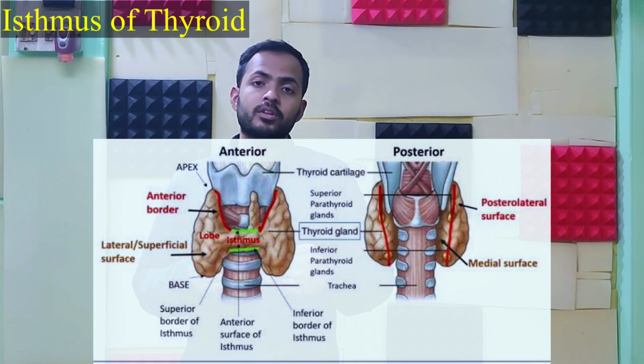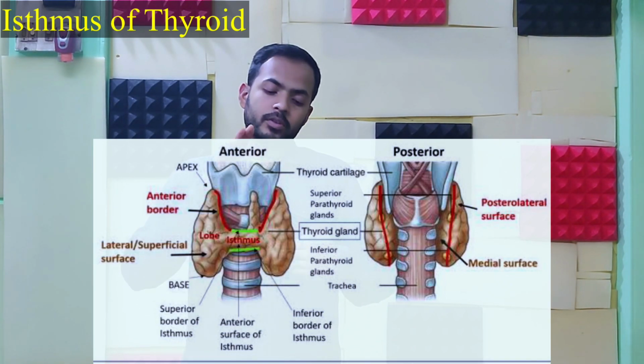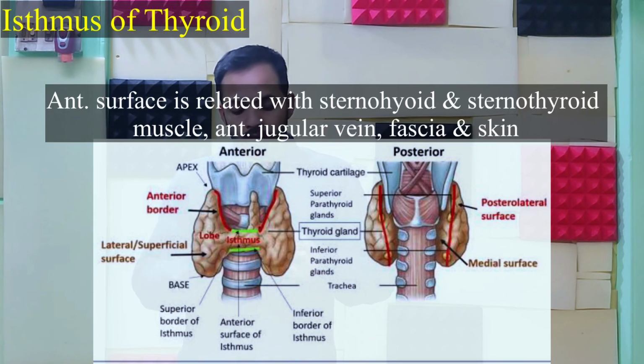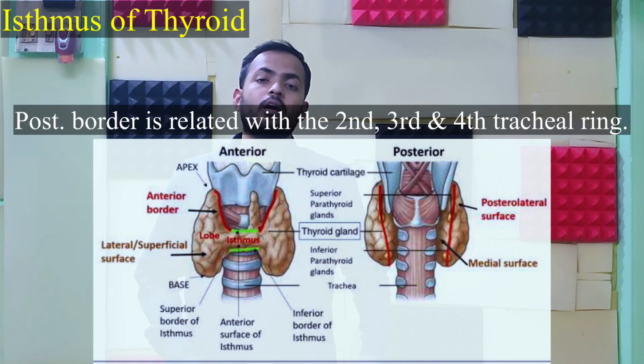As I said, both lobes are connected by the isthmus, so you have to know about this isthmus part also. It has an anterior surface, posterior surface, superior border and inferior border. The anterior surface is related with the sternohyoid and sternothyroid muscles, on both the left and right sides, along with the anterior jugular veins, then fascia and skin.